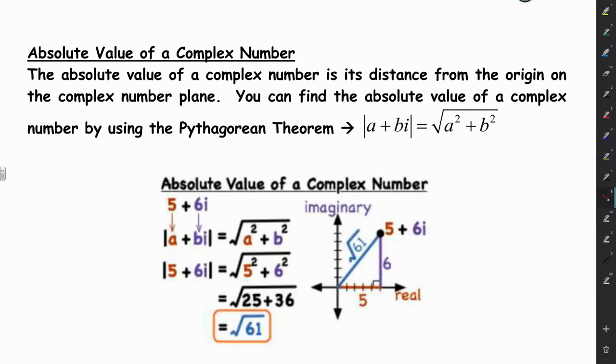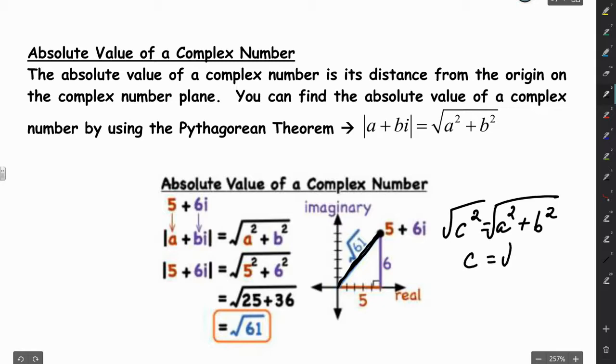So first of all, we want to plot the number 5 plus 6i. So we go over 5, we go up 6, and here we have it plotted, 5 plus 6i. And you can see that we're trying to find the distance from the origin. We're going to need the hypotenuse of the right triangle. We know that we could use the Pythagorean theorem, c squared equals a squared plus b squared. We're trying to find the c side, the hypotenuse. So we would take the square root. That would give us c equals the square root of a squared plus b squared.